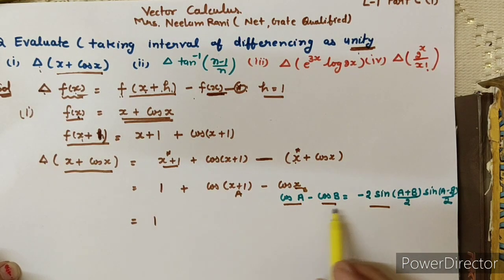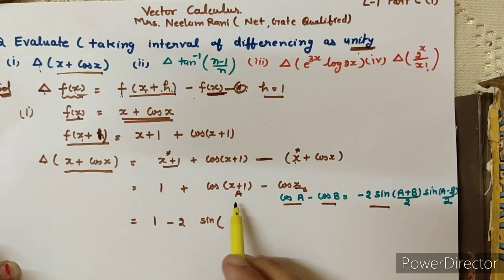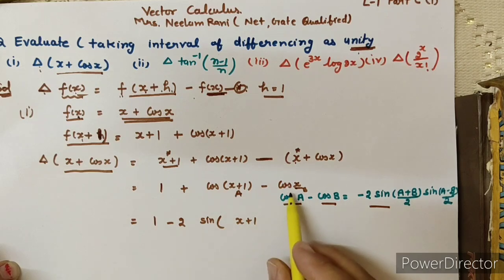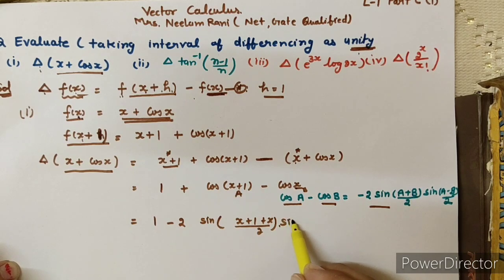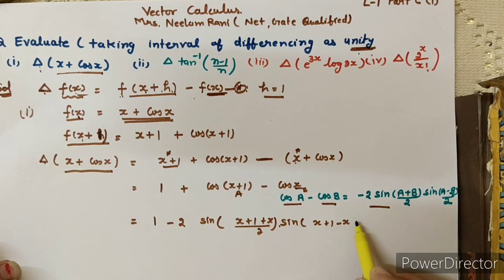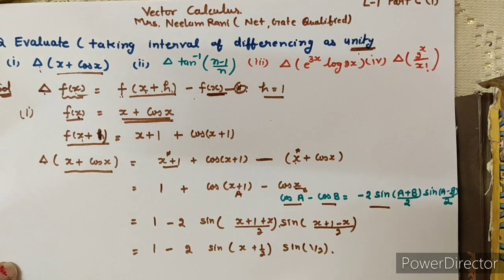I got 1 minus 2 into sine of (x plus 1 plus x) by 2, into sine of (x plus 1 minus x) by 2. So this is 1 minus 2 sine of 2x plus 1 by 2, that is x plus 1 by 2, and the x terms cancel in the second, so this is sine of 1 by 2. So this is the required expression for the first case.